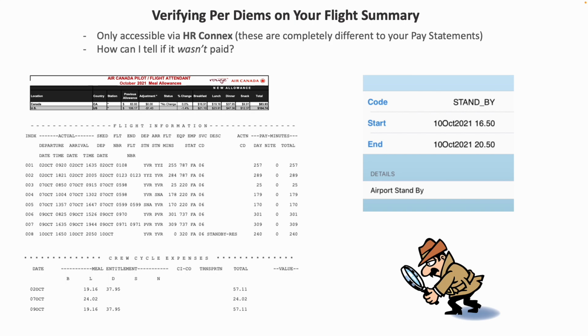Now, how can you see if an airport standby per diem was not paid? Typically, an airport standby per diem is just not going to show up at all on your flight summary in certain situations. So if we look here, October the 10th, that is what we want to look for in crew cycle expenses. And in this example, we can see that there's October 2nd, 7th, and 9th, but nothing corresponding to the 10th. So in this case, we would then conclude that our airport standby per diem was not paid.